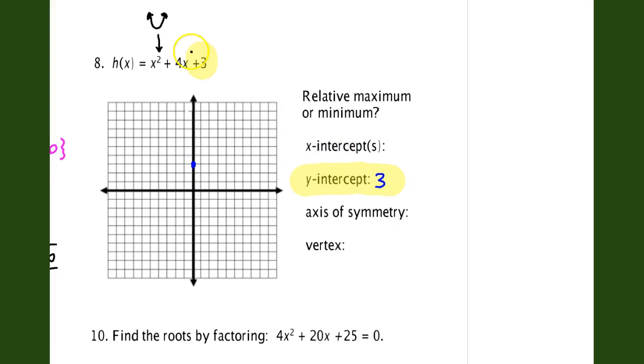To find the x-intercepts, that's when we have to go through and actually factor, right? We have to write this in factored form with the parentheses.